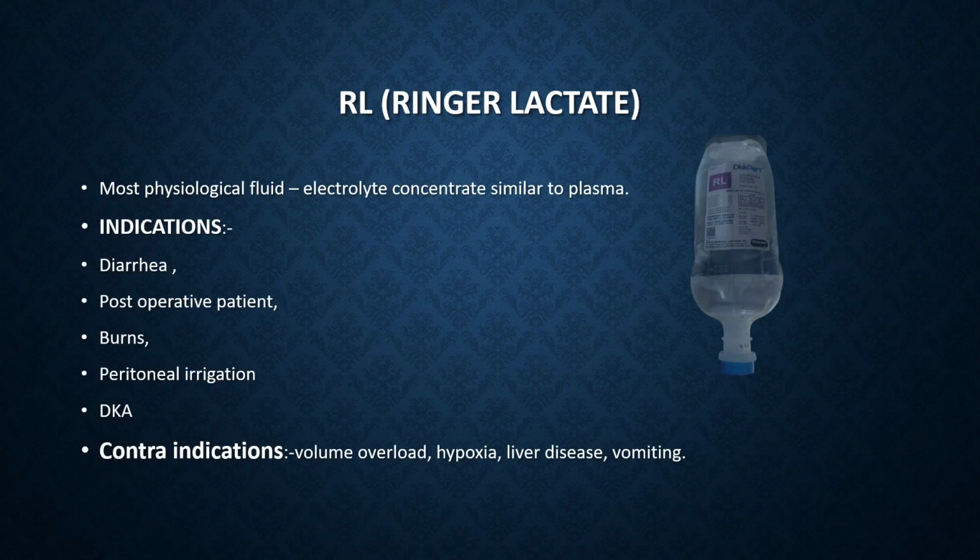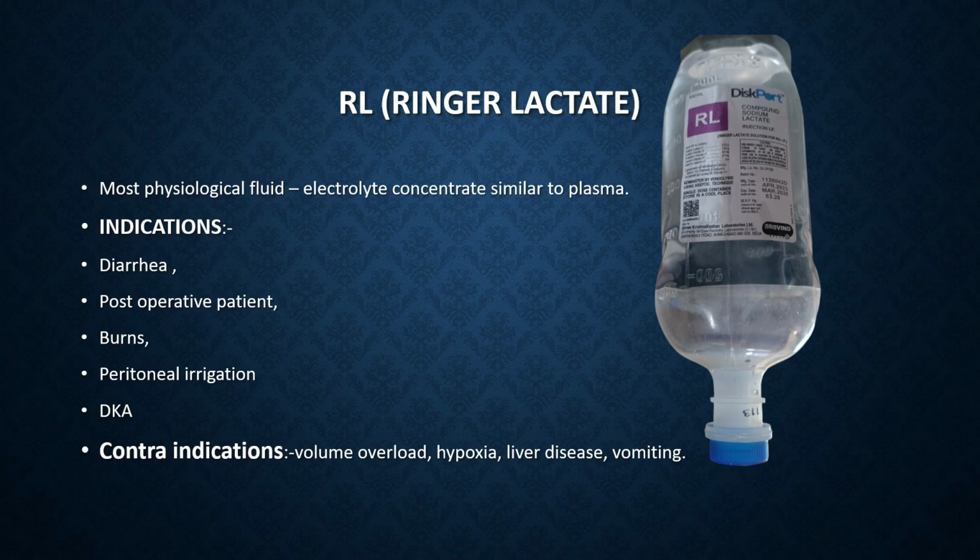The next fluid is ringer lactate. It is the most physiological fluid, similar to body plasma, because it contains electrolytes similar to body plasma. The indications of ringer lactate are diarrhea and post-operative patients when the patient is nil by mouth. It is the treatment of choice, or fluid of choice, during burns. It can also be given during peritoneal irrigation and in the treatment of diabetic ketoacidosis. The contraindications of RL are volume overload or fluid overload, hypoxia, liver disease and vomiting.